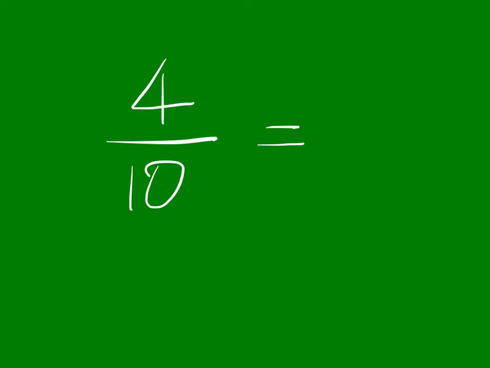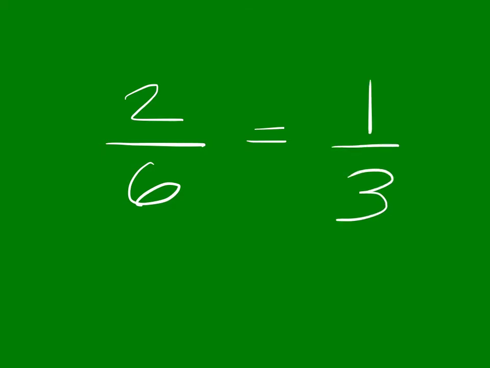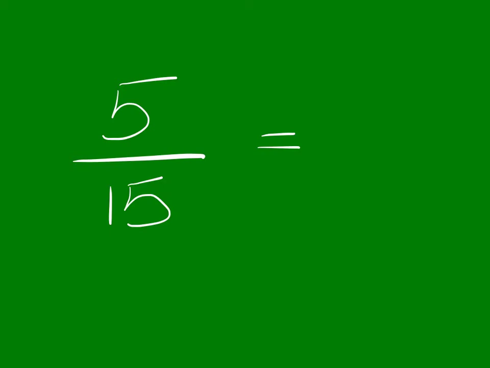On the top is 2, and on the bottom 5. 2 over 5. Then 1 over 3.